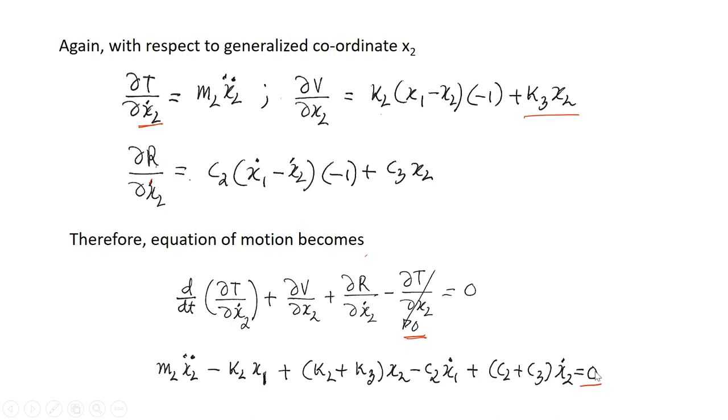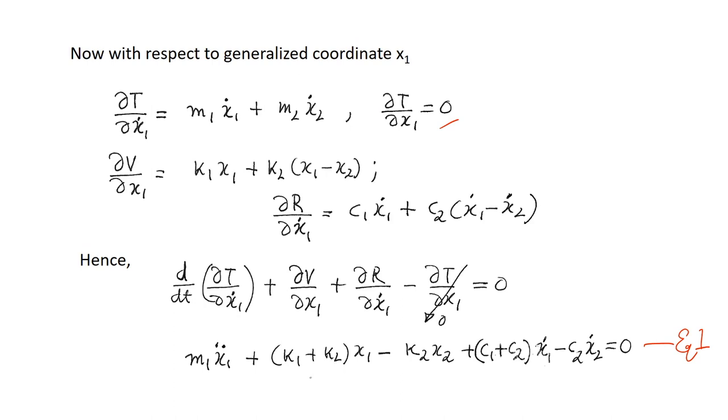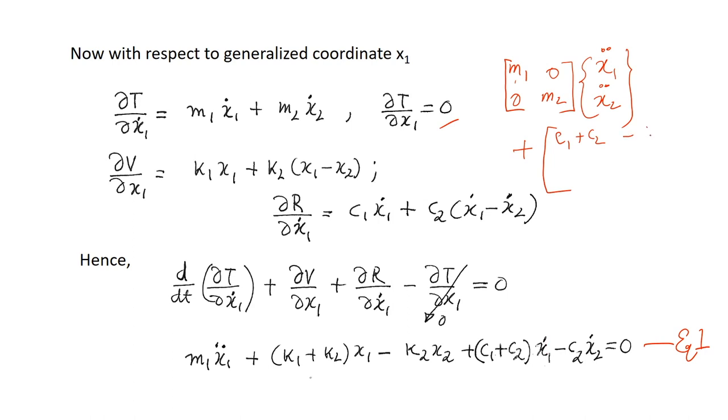So, now you can see that we obtain the two equations of motion, and we can express this in matrix form also if required. So, writing the matrix form of the equation, from the first two equations we get the mass matrix as m 1, m 2, and the off diagonal elements are 0, and this is the vector of acceleration terms. Plus the damping matrix: you can see here c 1 plus c 2 is associated with x 1 dot, then minus c 2.